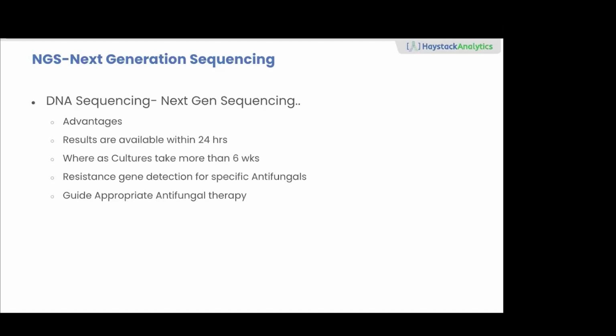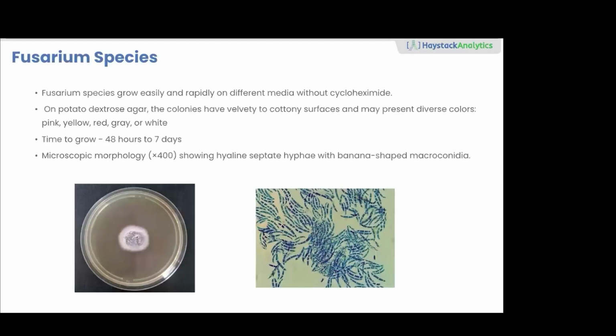I would just like to touch base upon a few things about the organism. Fusarium, as such, is a dematiaceous mold which can grow easily and rapidly on different media. This is a microbiological overview, and the colonies are velvety to cottony. Multiple species complexes are being detected these days, and the time to grow can vary anywhere between 48 hours to 7 days, sometimes extending even more.